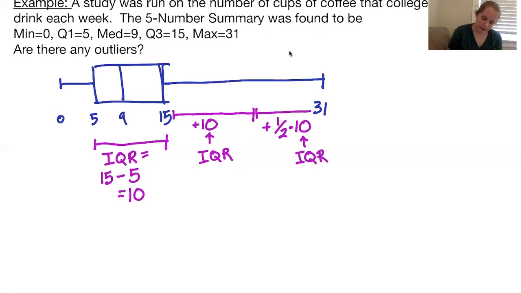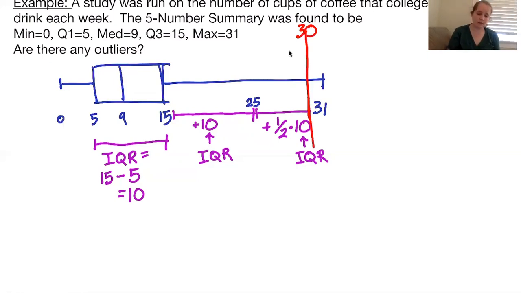Well, if we add on 10, we get 25. So this would be at 25. And half of 10 is 5. So we'll land at 30. So our cutoff is at 30.